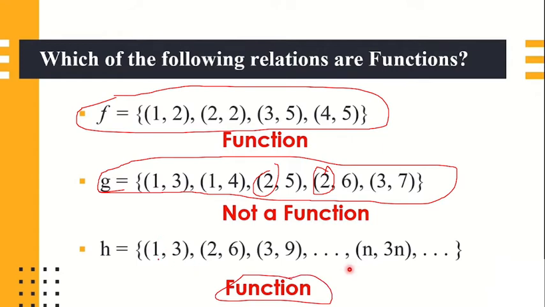Look at the sequence: 1, 2, 3, then 4, and n. So 3n, right? The next value is just times 3: 3 times 1, then 3 times 2 is 6, 3 times 3 is 9, 3 times 4 is 12. So we expect 5 and 15. So this is a function. Okay, did you understand why set H is a function, student?